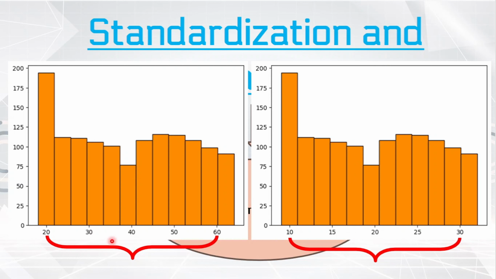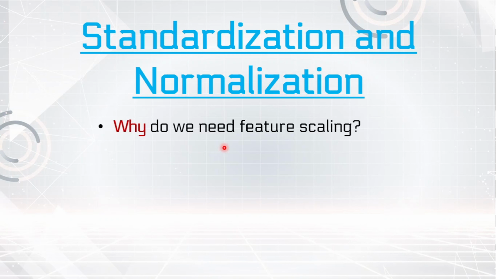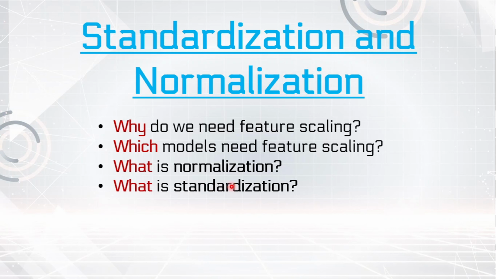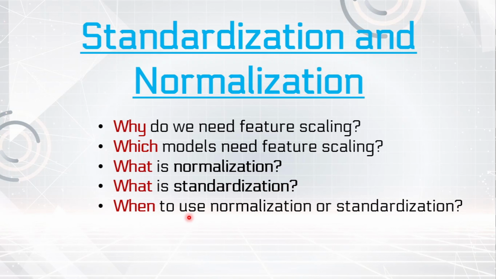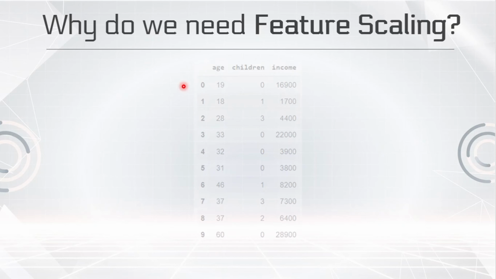Feature scaling can be done with multiplication, subtraction, addition, or division. In this video, you will know answers to the following questions. Why do we need feature scaling? Which machine learning models need feature scaling? What is normalization? What is standardization? And when to use which one? Let's continue with the question, why do we need feature scaling?